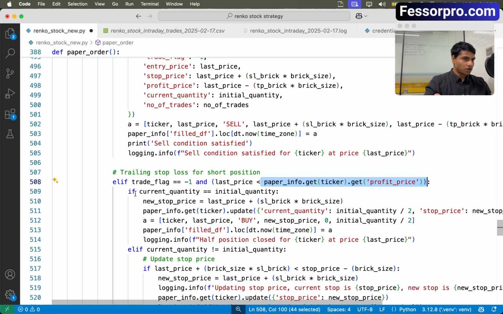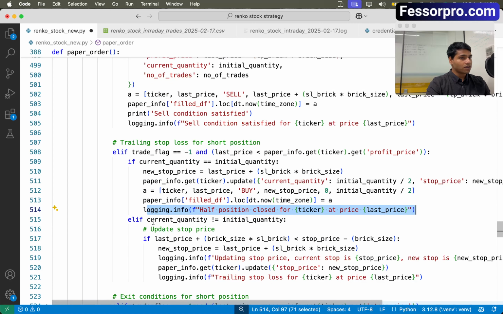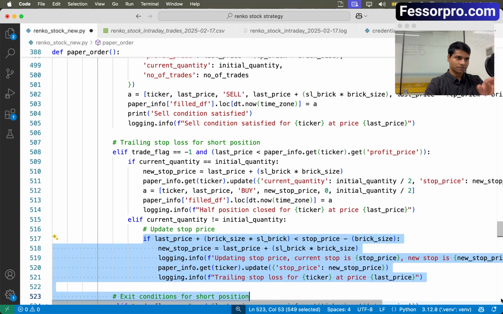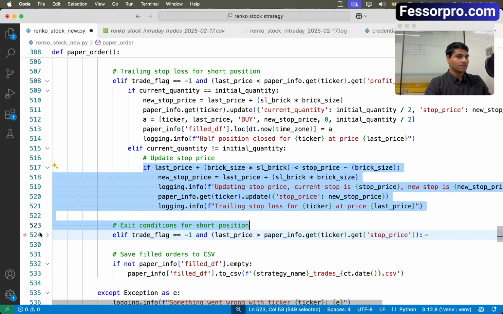To book the profit, I should check if my current quantity is equal to initial quantity or not. If they are the same, it means this is the point where I have to book half of the profit. I have to close half of the position. Right? So I'll calculate the new stop price, update the paper info variable, update the data frame, write the data to the CSV file, and log this information. And if my current quantity is not equal to initial quantity, it means I've already closed half of my position. Now this is the time to trail. So this is my trailing condition. Something I've already explained, the exact same code with a minor difference. Right? And then we have the last exit condition.